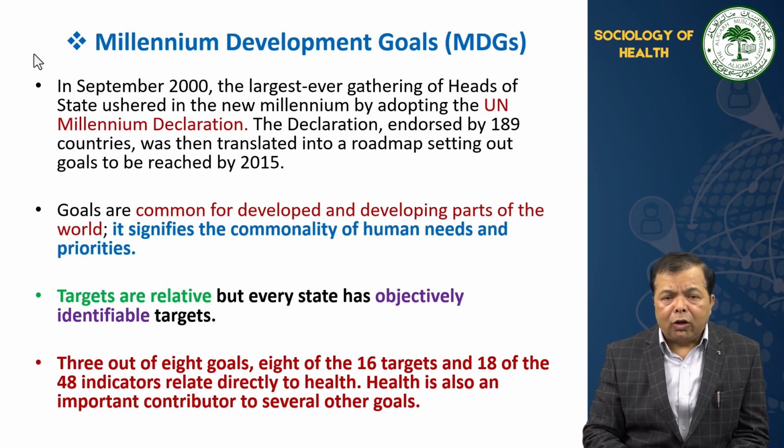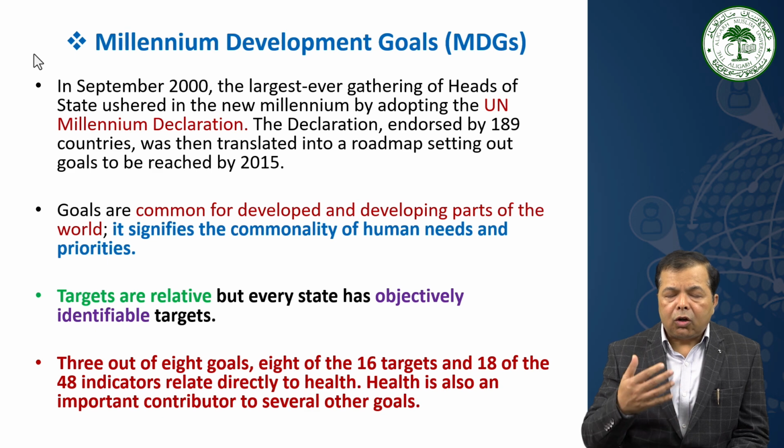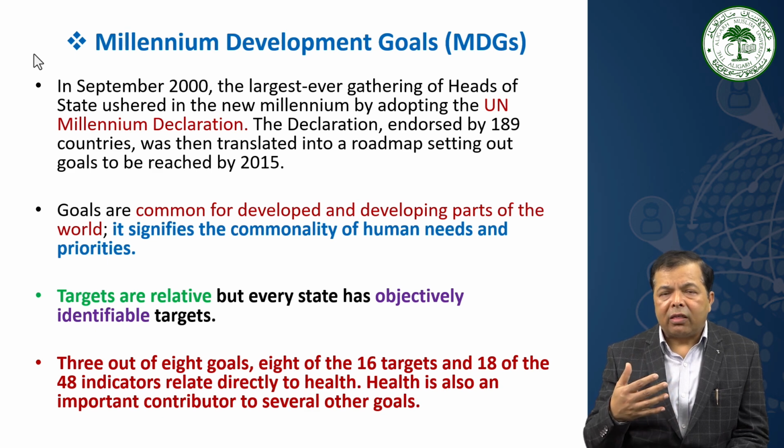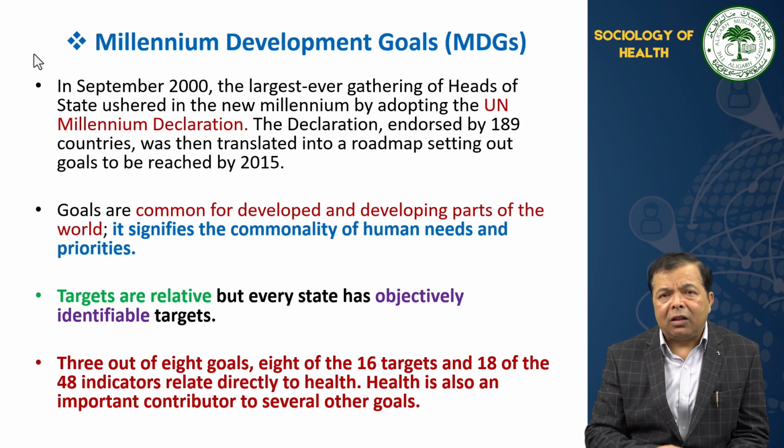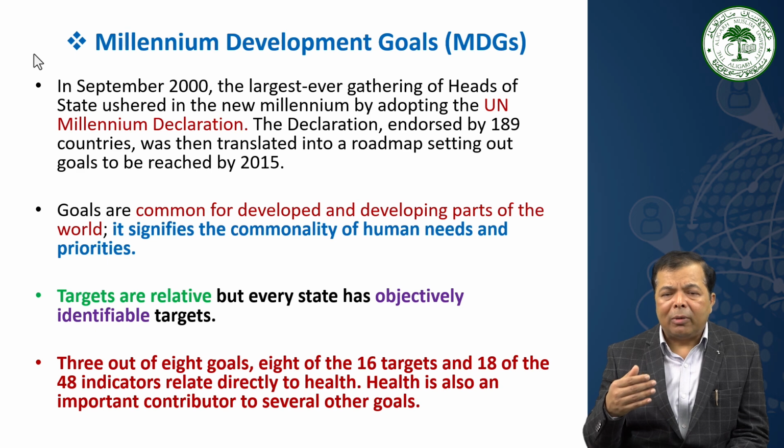The goals are common for developed and developing parts of the world. Now, when we are talking about Millennium Development Goals and we are saying that there are 8 goals, it is very interesting that these 8 goals are common for all developed and developing countries. It signifies the commonality of human needs and priorities.